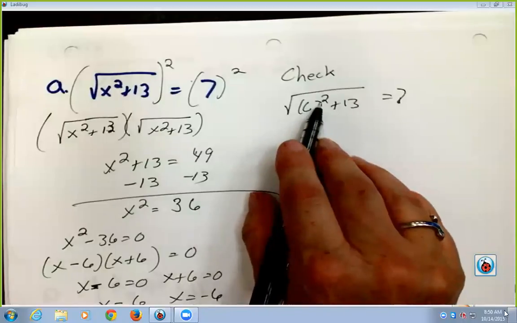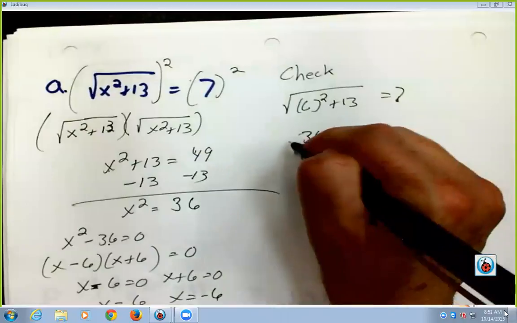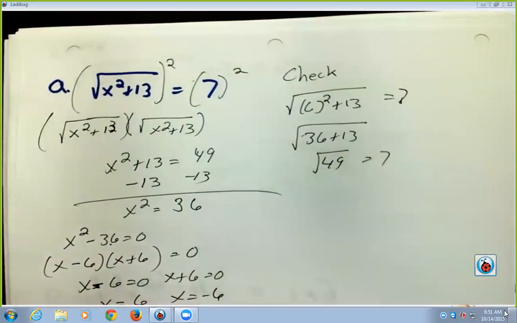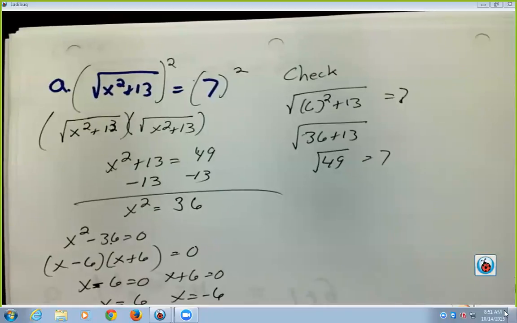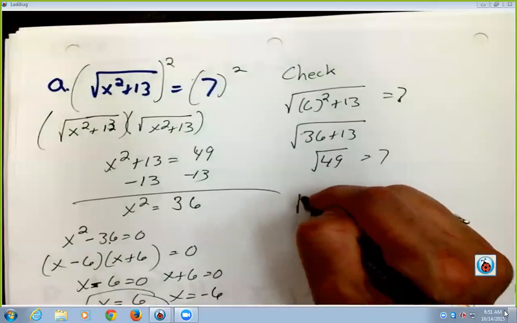6 squared is 36. 36 plus 13 is 49. And it does equal 7. So I can use x equals 6. Or negative 6.